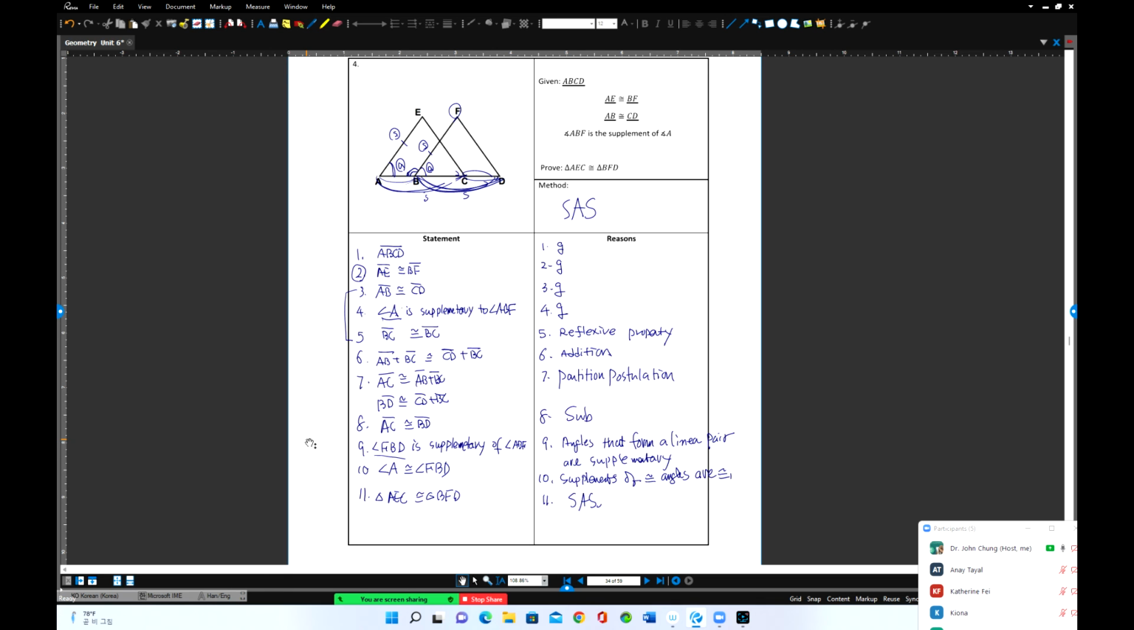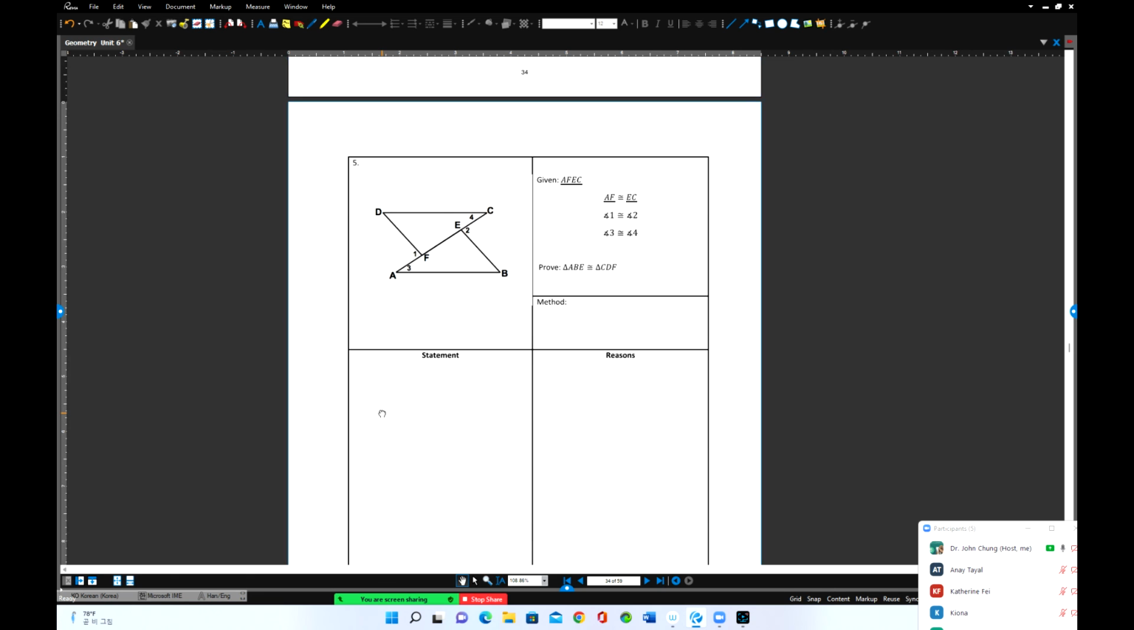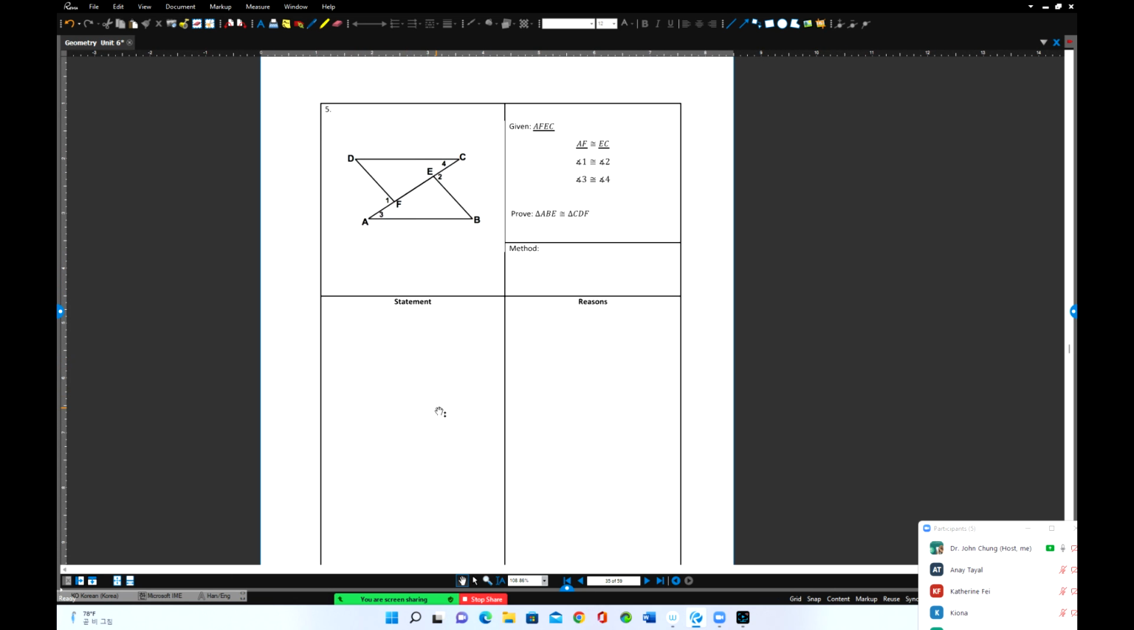This is the overlap triangle proof, okay? If that looks messy, you can separate them. Okay, move on to the next one. After this, we'll finish today, because that's enough, I think.